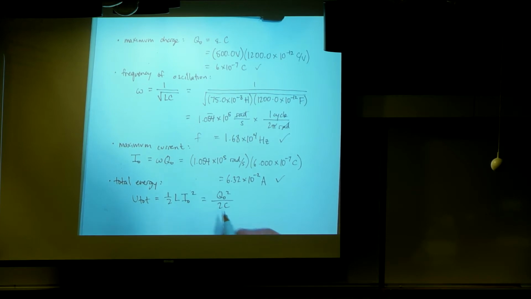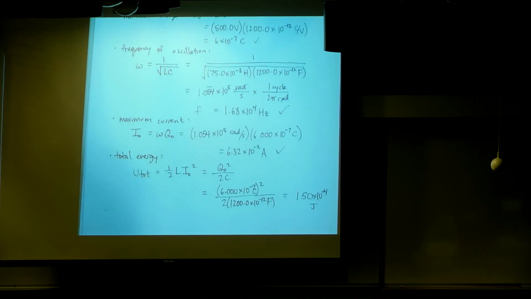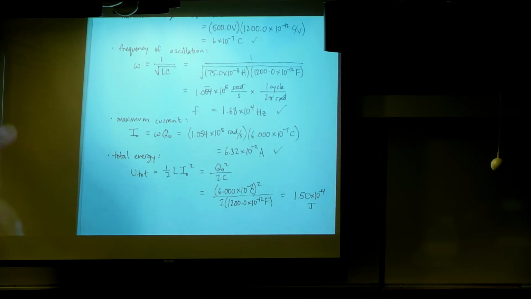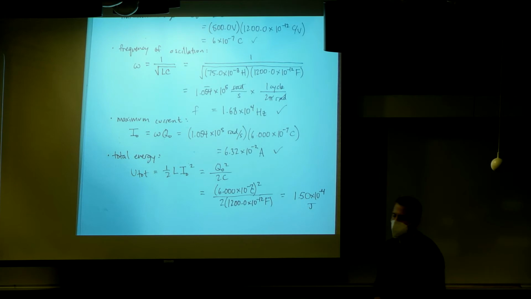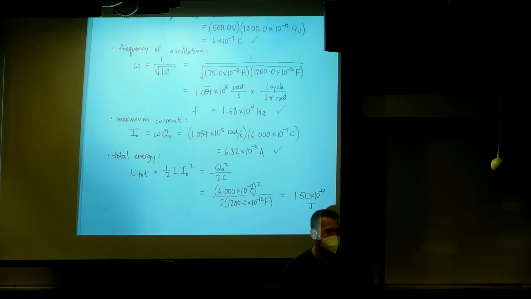Let's do that. Okay, so I have 6.000 times 10 to the minus 7 coulombs. We square that, divided by 2 times 1200 times 10 to the minus 12 farads. So you can show, if you do the calculation, this works out to 1.5 times 10 to the minus 4 joules. So that's the total energy in the circuit. All right? So any questions? Hopefully, again, once you have the results derived, it's pretty straightforward to use the results.